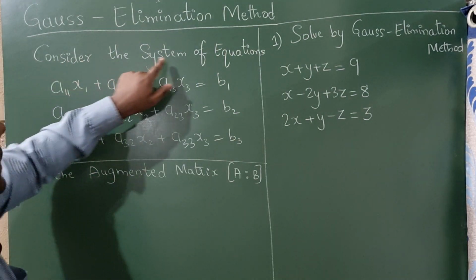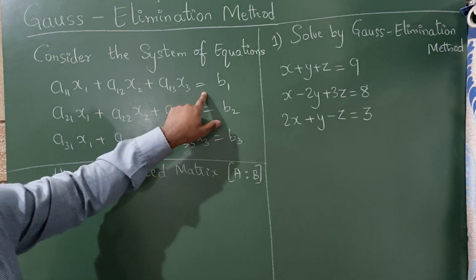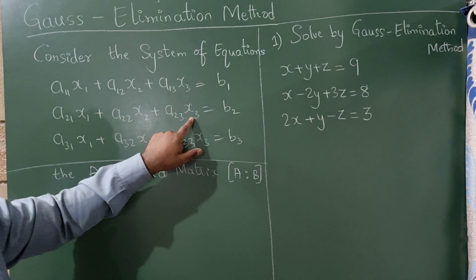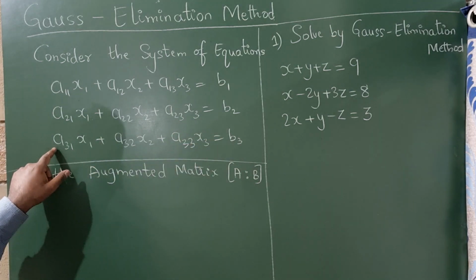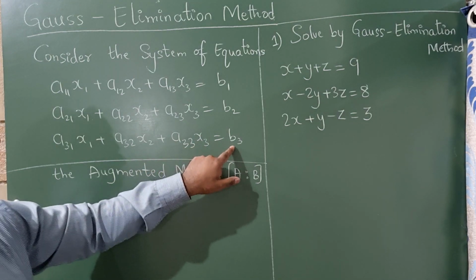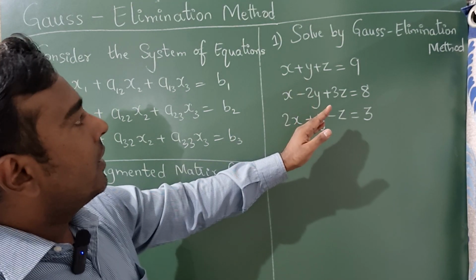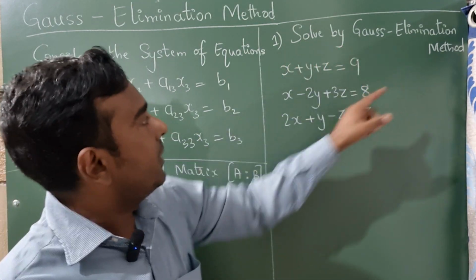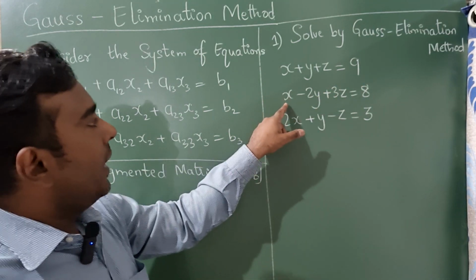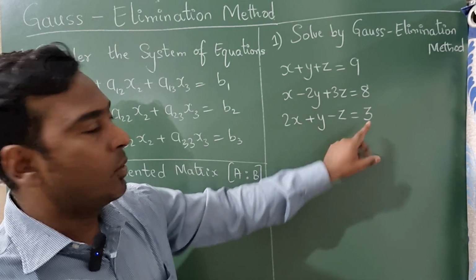In this, consider the system of equations a11x1 plus a12x2 plus a13x3 is equal to b1, a21x1 plus a22x2 plus a23x3 is equal to b2, and a31x1 plus a32x2 plus a33x3 is equal to b3. Now this system of equations will be given to be solved by the Gauss elimination method. As an example, x plus y plus z is equal to 9, x minus 2y plus 3z is equal to 8, 2x plus y minus z is equal to 3.